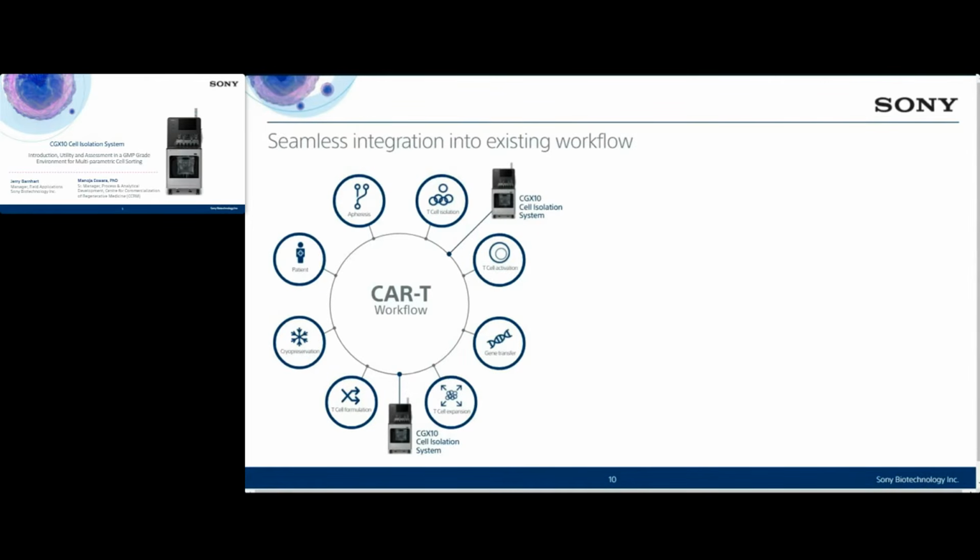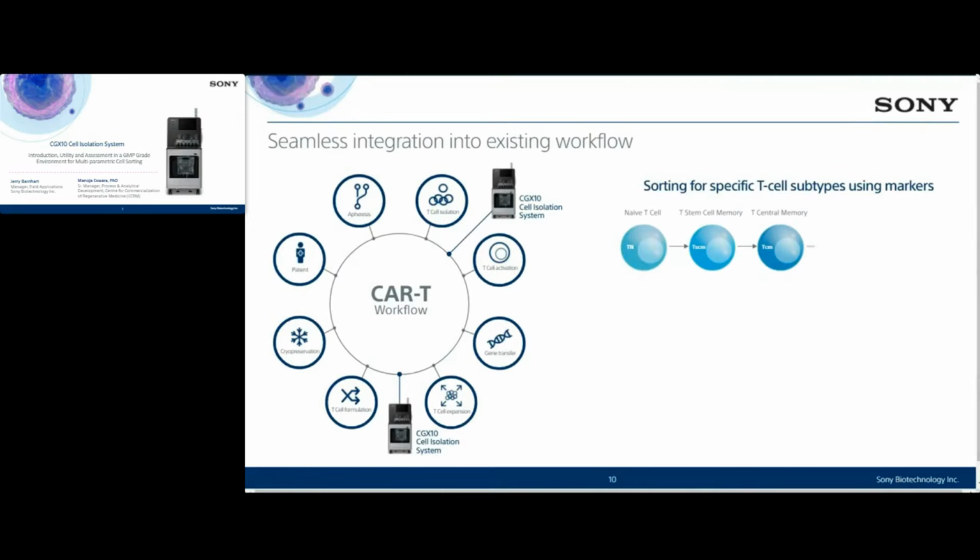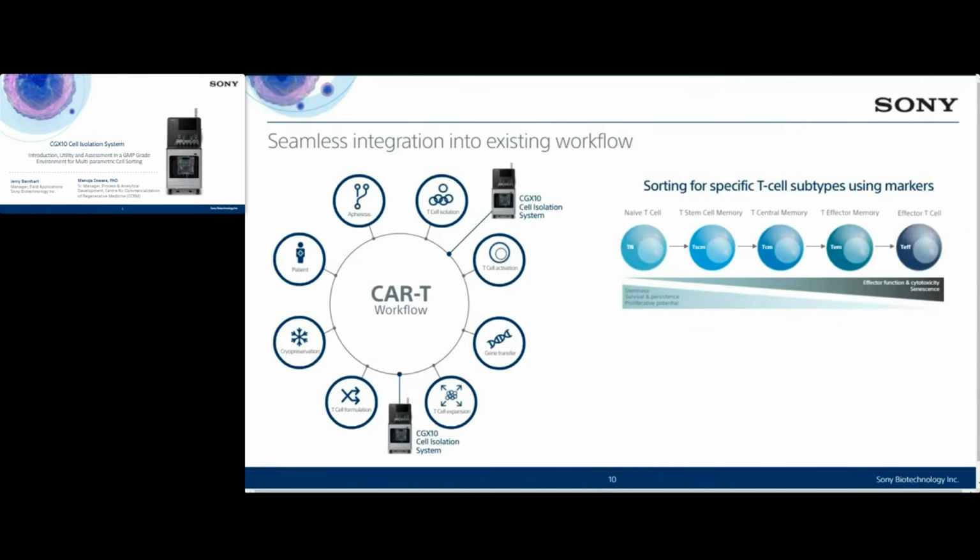Similarly, after the engineered cells are expanded, the user can select for cells exhibiting a particular subtype to ensure the therapies they are developing are efficient and effective. To understand why this is important, let's look at the figure on the right-hand side. This is a depiction of the stages in the T-cell differentiation process.